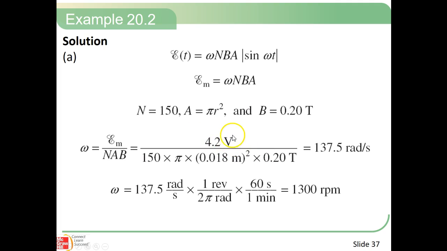So we plug in our numbers. We've got 4.2 volts for that maximum EMF, 150 is the turns, pi r squared times 0.2, which is the magnetic field strength, and you end up with 137.5 radians per second. If we want to convert that to RPM, that tells you how many revolutions per minute that it's turning, and that's typically something a little bit better understood in the world of thinking about things rotating.